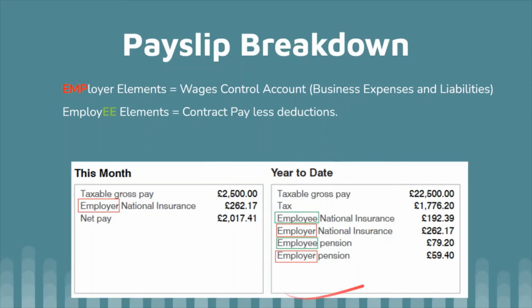And just looking on the right-hand side, I've tried to split these through colour, using red for employer and green for employee. We can see the year-to-date, the running total for national insurance and pensions for both the employee and the employer. So as the months roll on, or the weeks roll on, or whatever payment frequency you're working on, these values will increase.